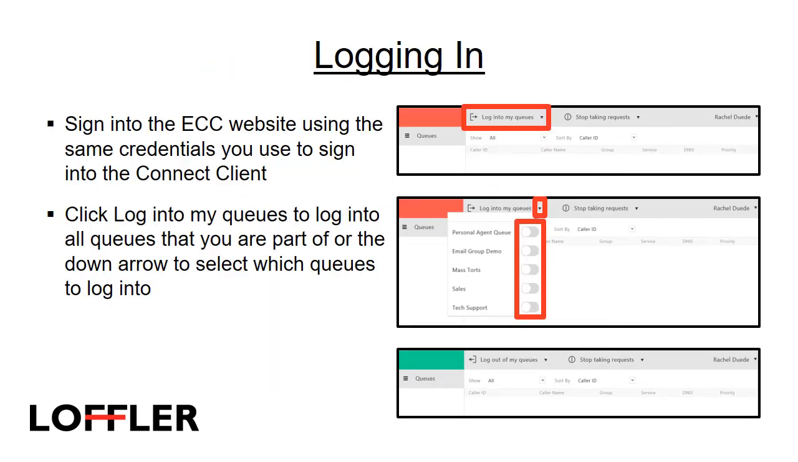As stated earlier, the Interaction Center is now web-based. Please talk to your system administrator for the website address. To sign in to the ECC website, use your same credentials you used to sign in to the Connect client. Click Log into My Queues to log into all queues that you are part of, or the drop-down arrow to select which queues you would like to log into.